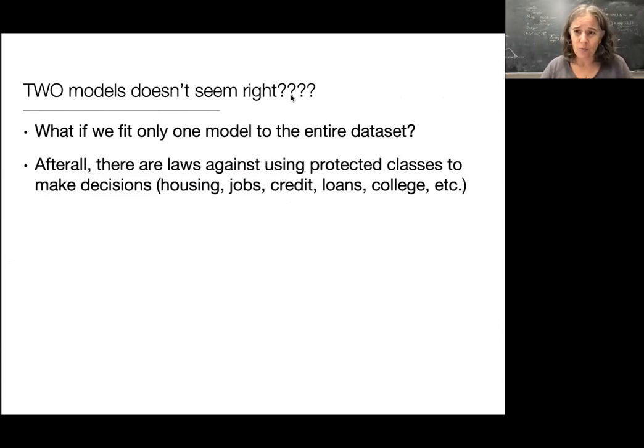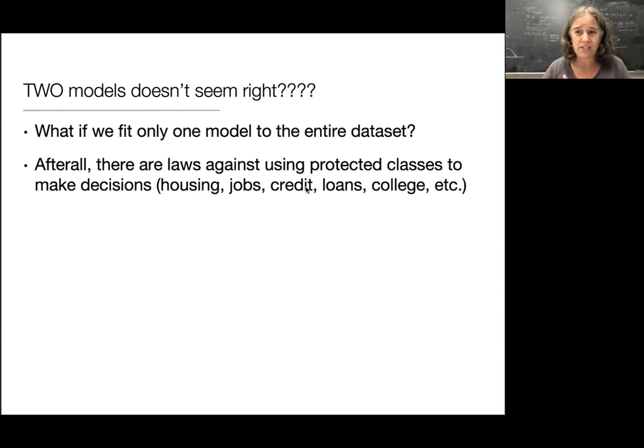But that's not what happens, right? We don't have a model for blue students and a model for red students. In fact, in a lot of situations, it's illegal to do that. There are laws against using protected classes, and protected classes are race and gender and age and ability, right? And there are laws against using those protected classes with housing, jobs, credit, loans. College is a little bit different. Sometimes there's a little bit of leeway there with respect to using these protected classes as a criteria for getting into college. Although that might be changing as well, but whatever.